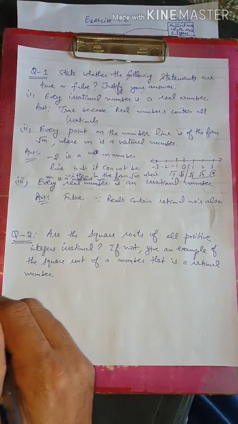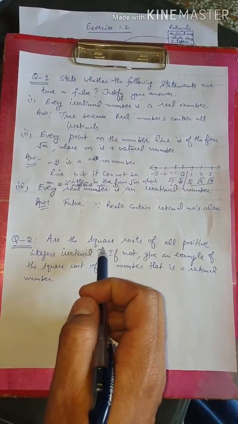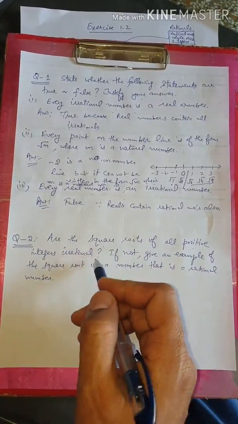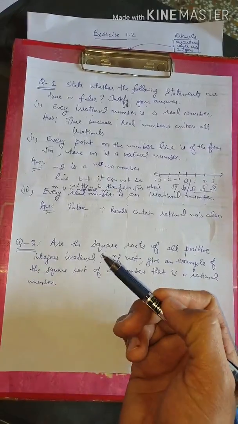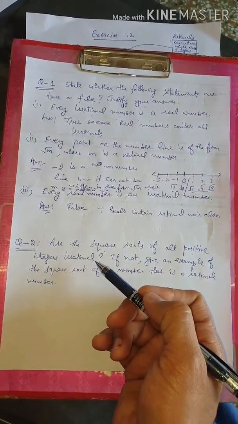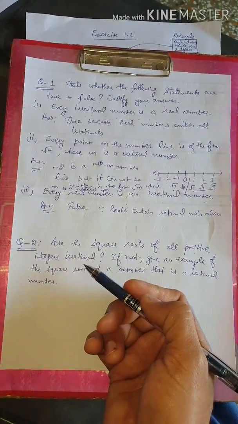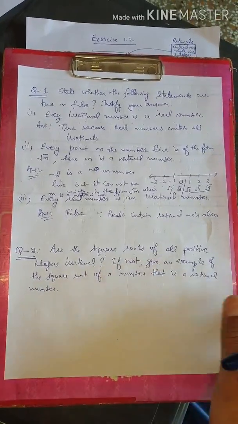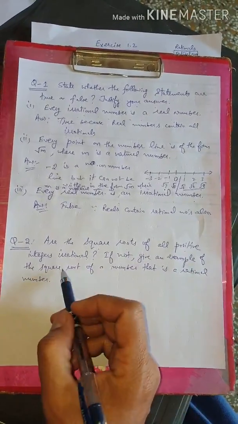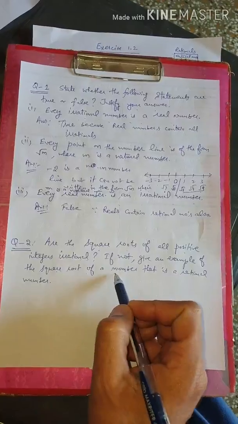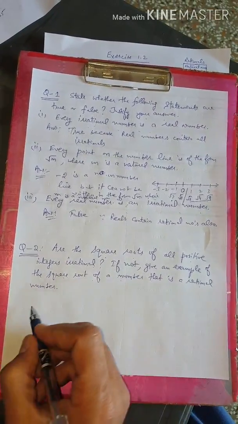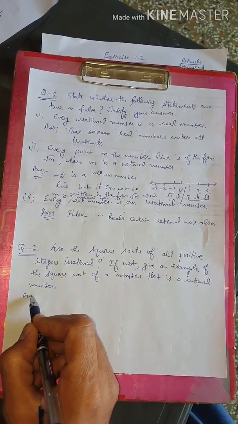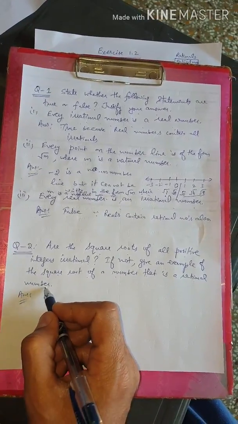Now question number 2. Are the square roots of all positive integers irrational? Just try to think. Square roots of all positive integers always give us irrational answers? Then they have given, if not, give an example of the square root of a number that is a rational number. So the very first thing you have to answer is whether it is true or false.